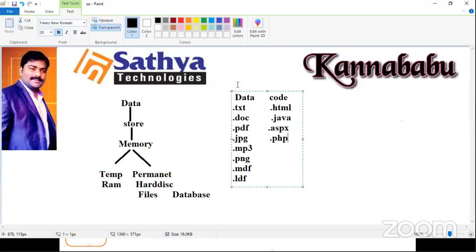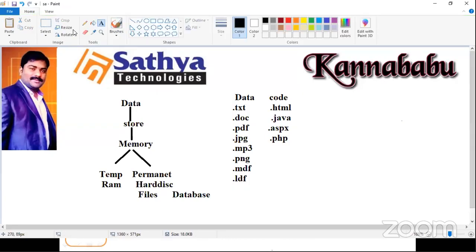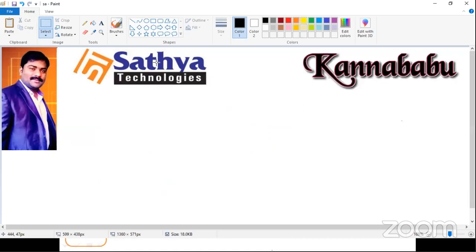Whenever you want to perform any operations on data, we need to store the data. In order to store the data, we require some memory. That memory is again divided into two types: temporary memory and permanent memory. Temporary memory means RAM. Permanent memory means hard disk. If you want to store the data permanently, we have two options: one is files, the other is database.